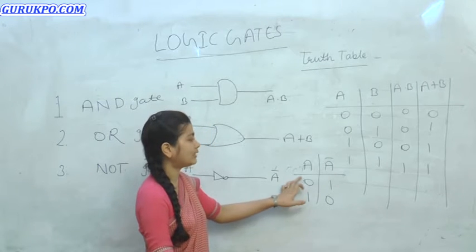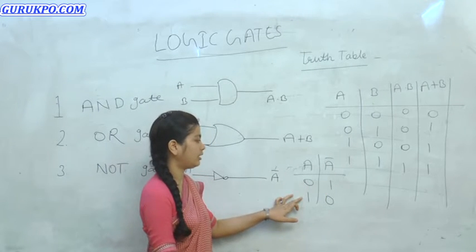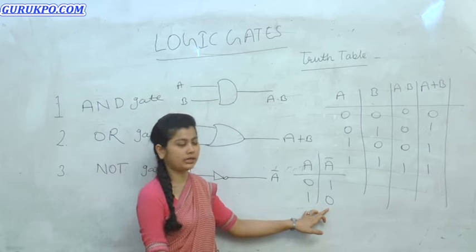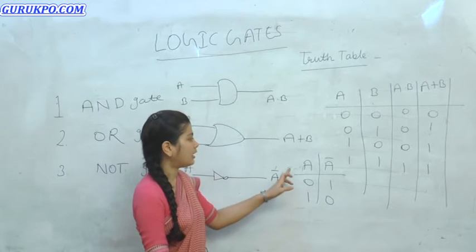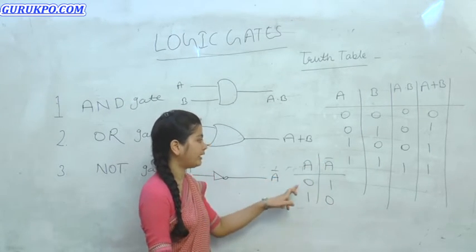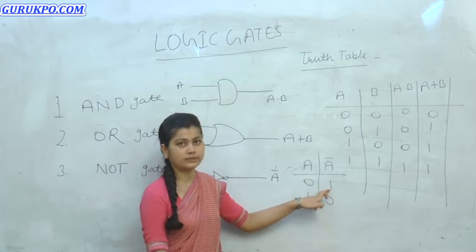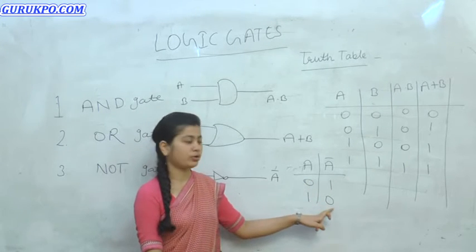In the NOT gate, if the input is 0, then the output is 1, and if the input is 1, then the output is 0. In this gate, we find the complement of the input. If input is 0, then the output is 1, and if input is 1, then output is 0.